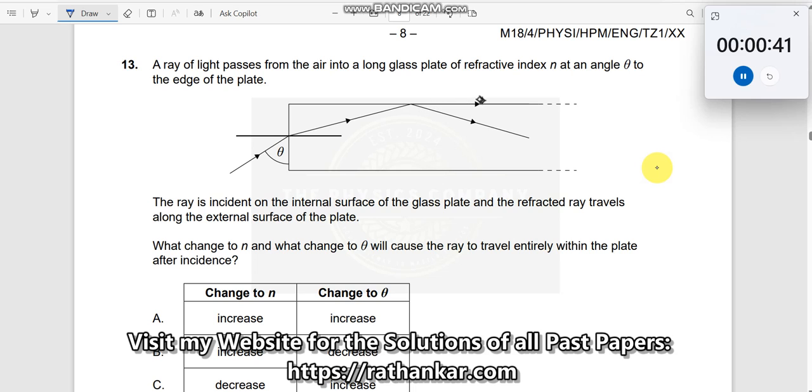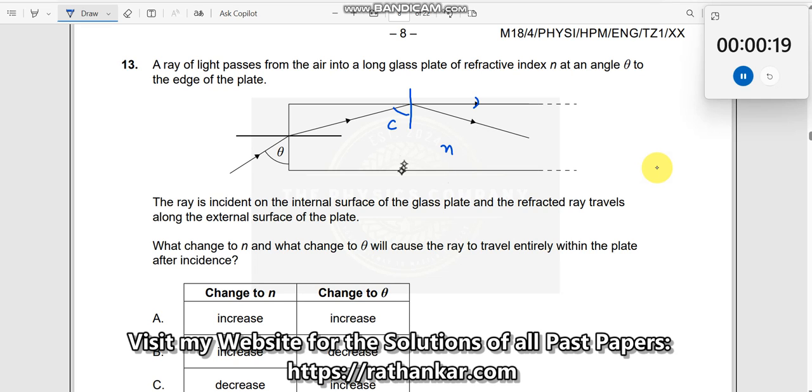Okay, it travels along this direction, which means what? The angle at which this is falling is your critical angle, right? Okay, and then what changes to n and what changes to theta will cause the ray to travel entirely within the plate after incidence? So how should I change the value of theta, and how should I change the value of this n here so that it reflects inside?